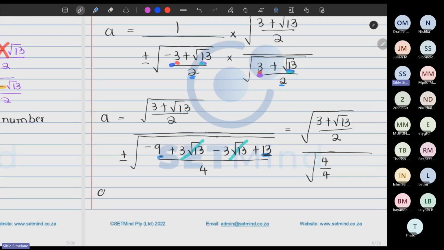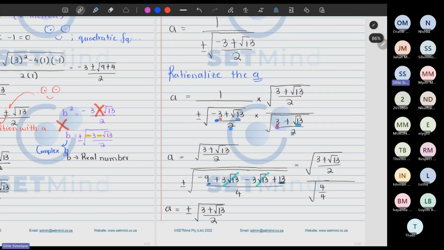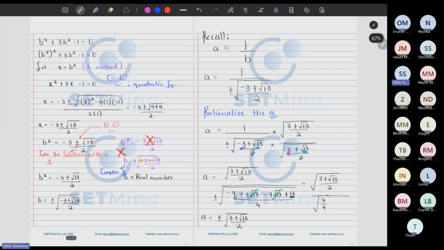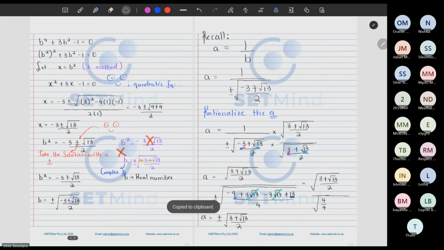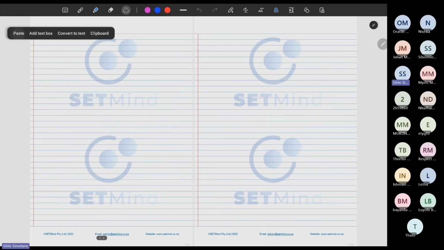So which means our A, essentially, is plus or minus the square root of (3 plus square root 13) over 2. So there we go, good pupil. I now have my A and my B, and I should remember the solution I proposed. So let me copy it, and then we go to the final page. So this is what we had initially.